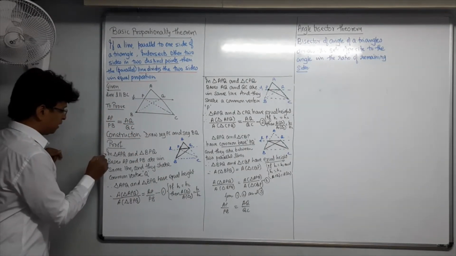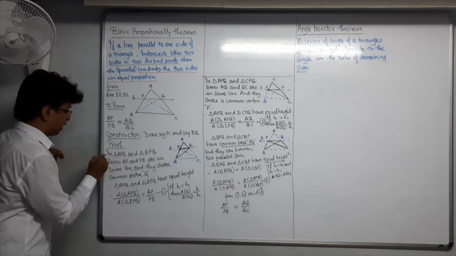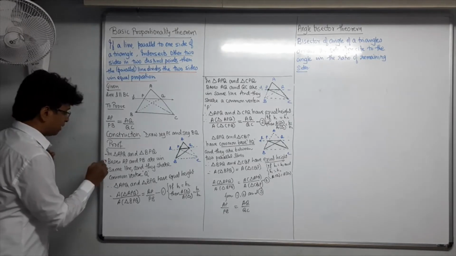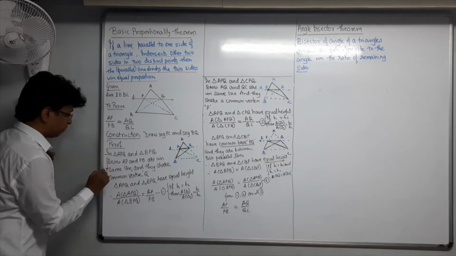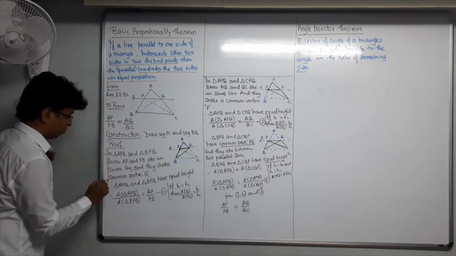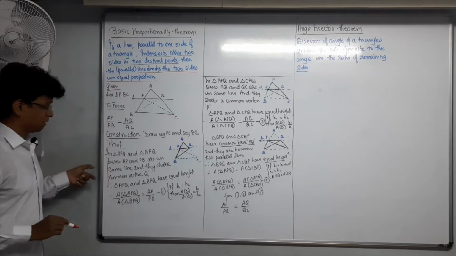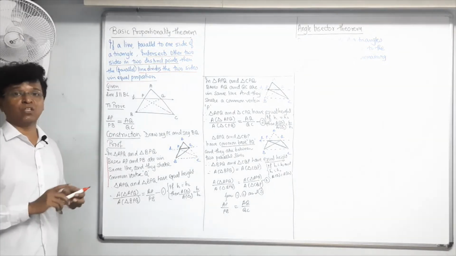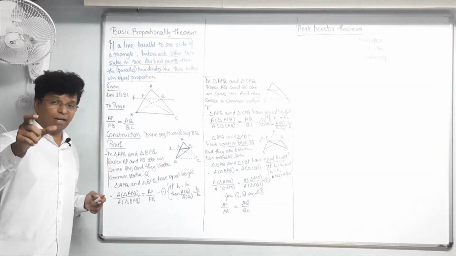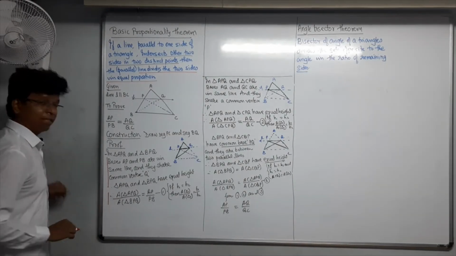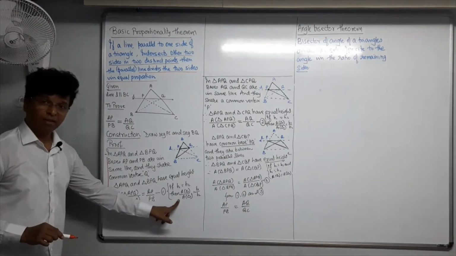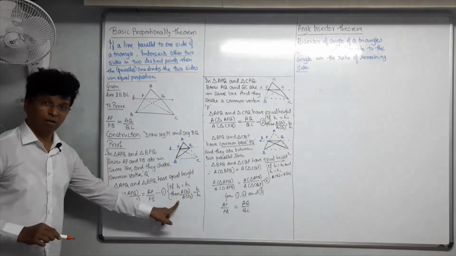See here, in the triangle, I am giving you the address. And then here I say bases AP are in the same line and they share a common vertex Q. Therefore, they have equal heights. I have shown that they have equal heights. And when they have equal heights, then what is the equation getting generated? This is the equation getting generated by this theorem. This is the theorem called.